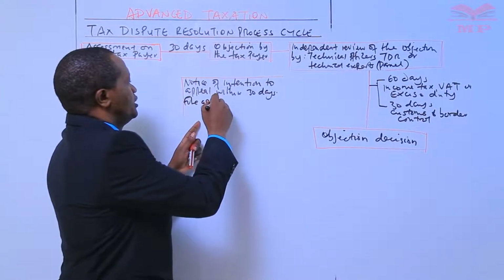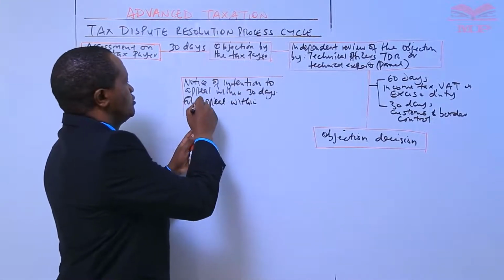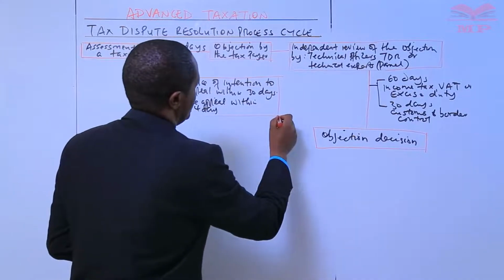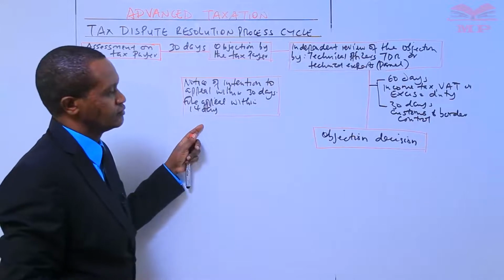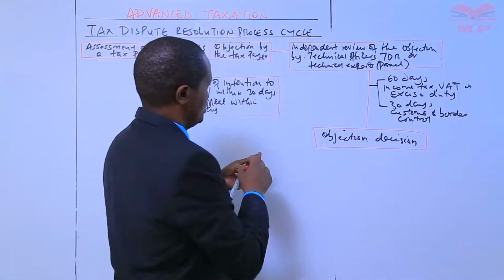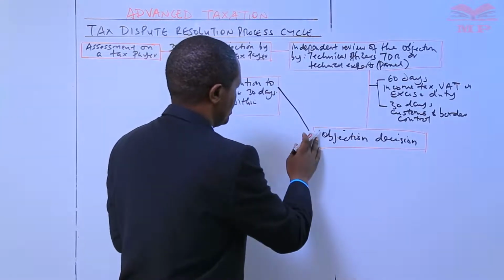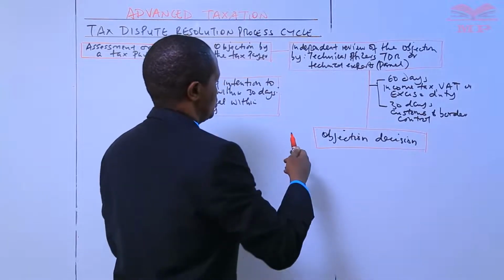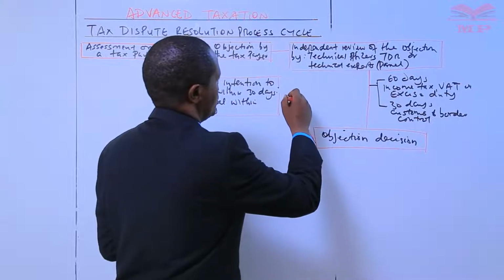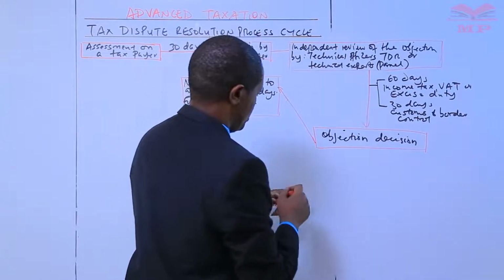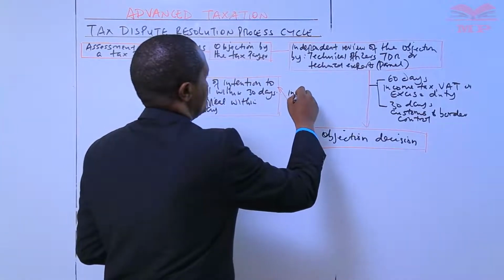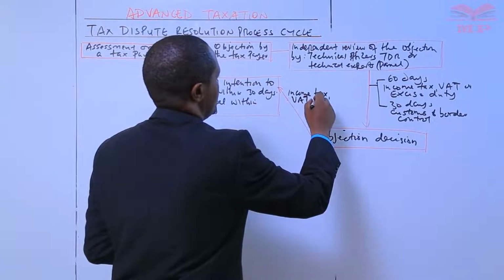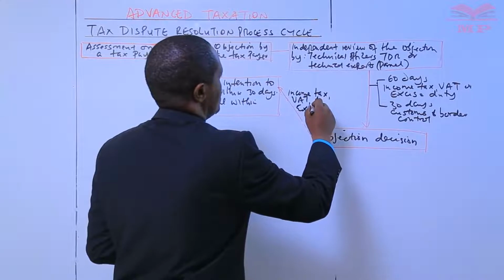File the appeal within 14 days. And that, candidates, should only relate to an objection in relation to income tax, VAT, and excise duty.